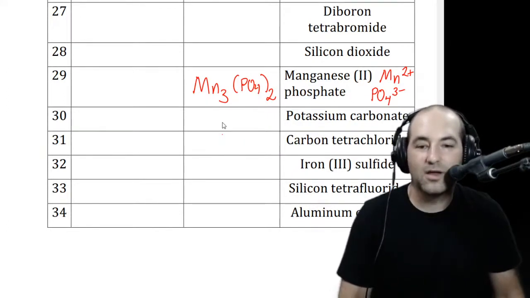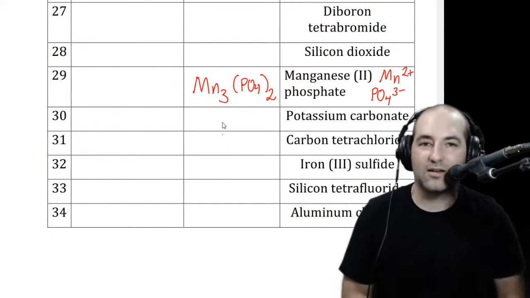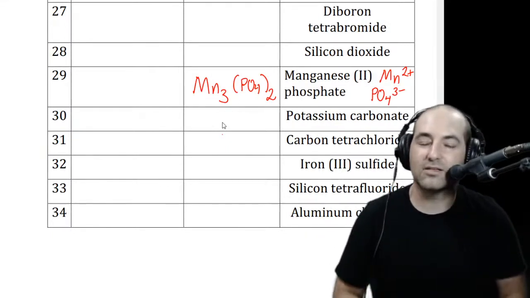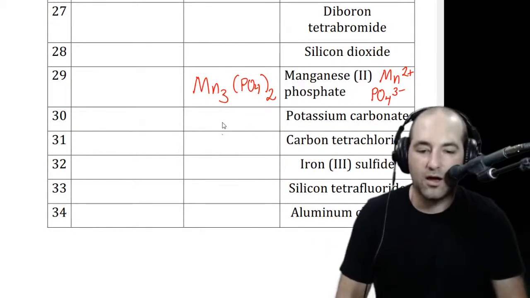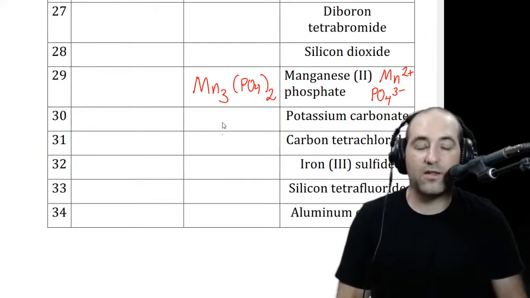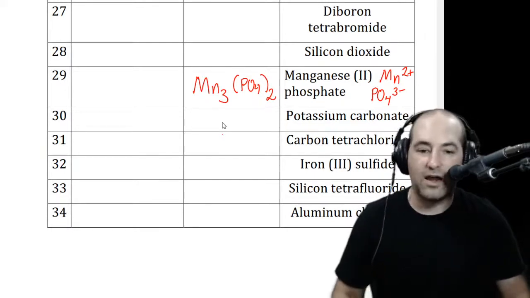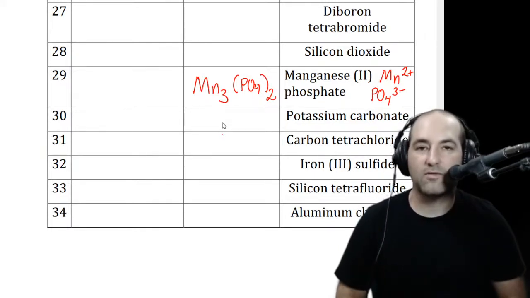So if you look up ionic or covalent naming practice online, you can find hundreds of other practice documents and practice problems. So the more you can practice these, the better. And then once you've got it and you know the rules, you'll be fine for the rest of the semester.